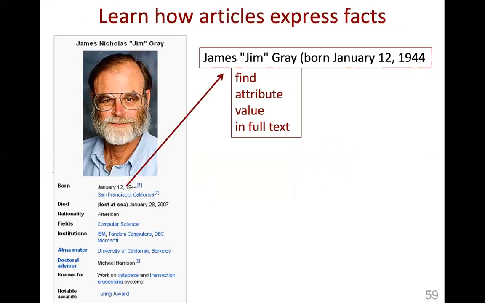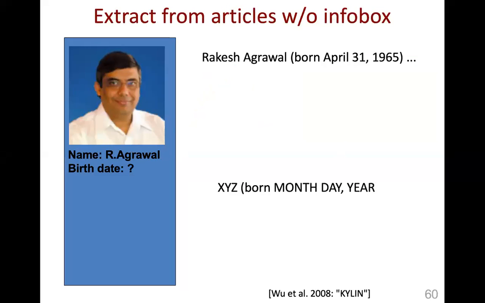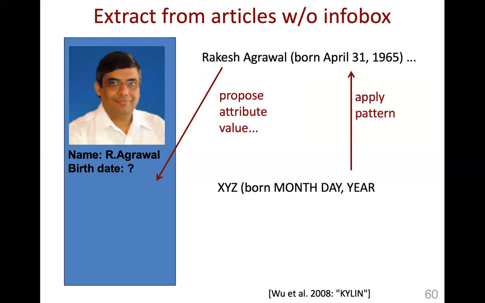So if you go further, you can find attribute values in the full text. For Jim Gray, right? So basically, if you create a pattern, born, month, day, year, then you can apply this pattern to somebody else. Rugo were born April 31, 1965. If you apply this pattern, you can see that you can actually fulfill the data.